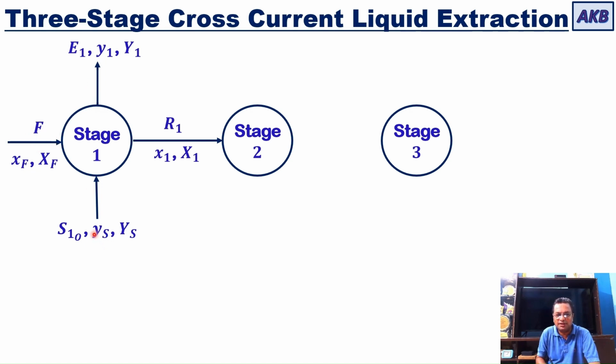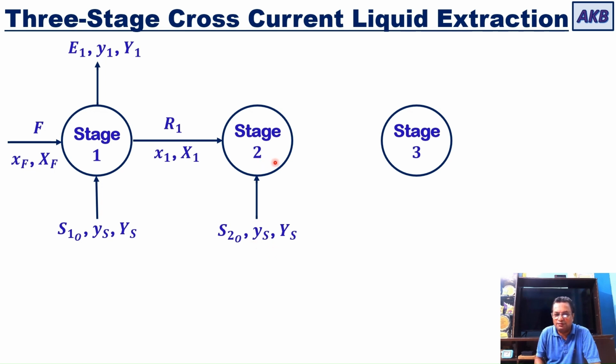You are contacting it with B, or B plus C if it is a recovered solvent, and then all B will go in the extract phase and all A will go in the raffinate phase. Why so? Because this is a system where A and B are not at all soluble in each other. Then the raffinate obtained from stage number 1 is sent to stage number 2, where it is contacted with a fresh batch of solvent.